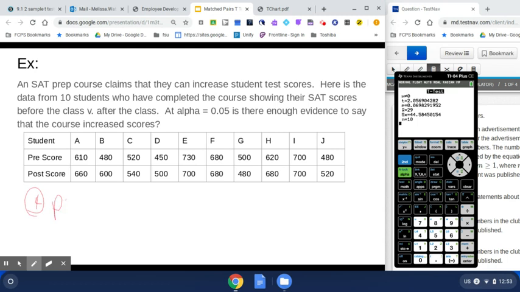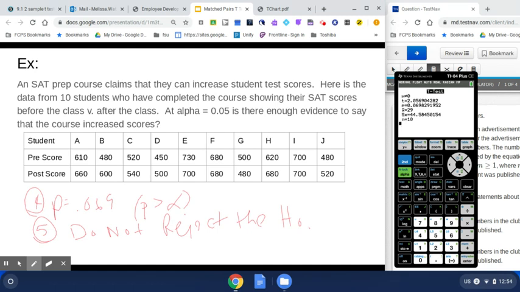The p-value is 0.069. Notice that p is greater than our alpha level of 0.05. So if p is not low, we do not reject the H0. So we are not rejecting the null hypothesis.